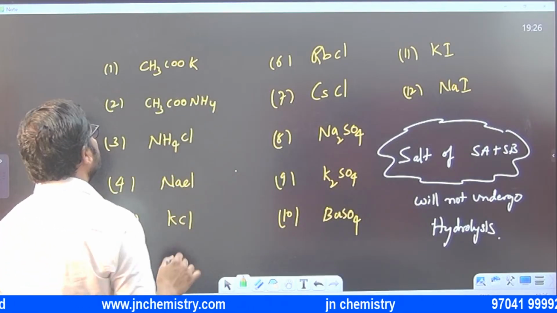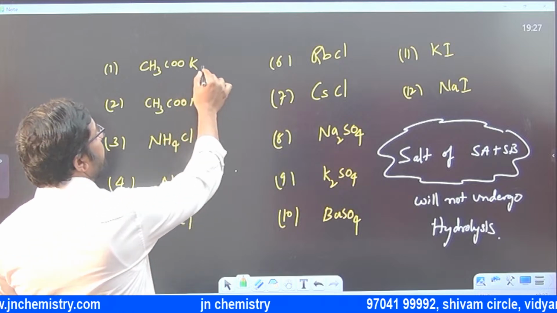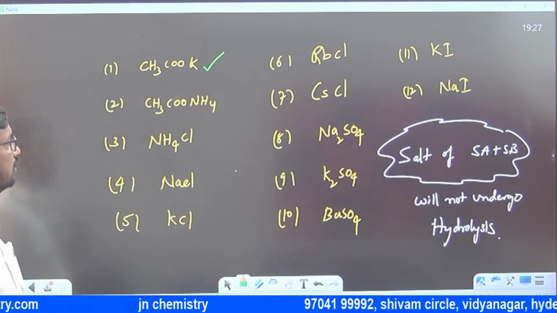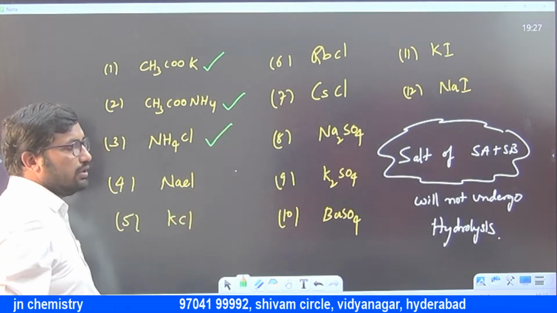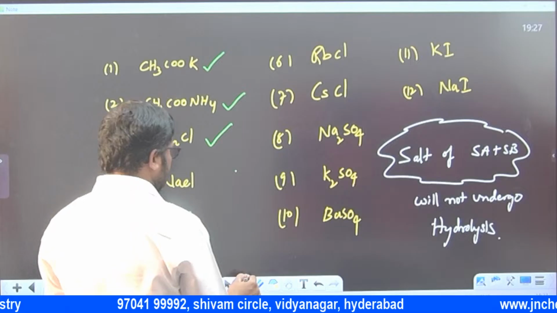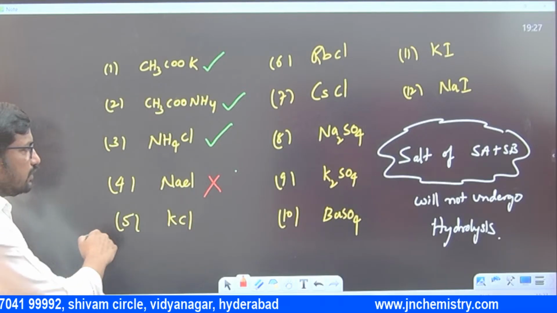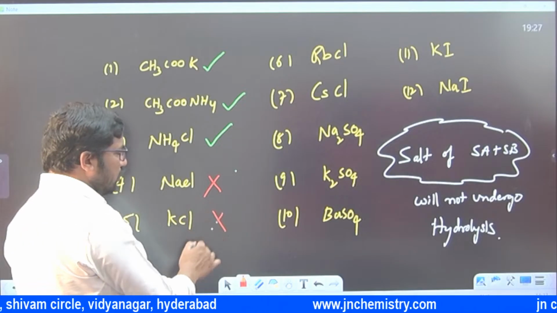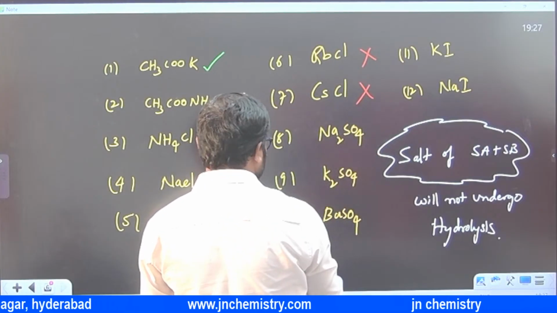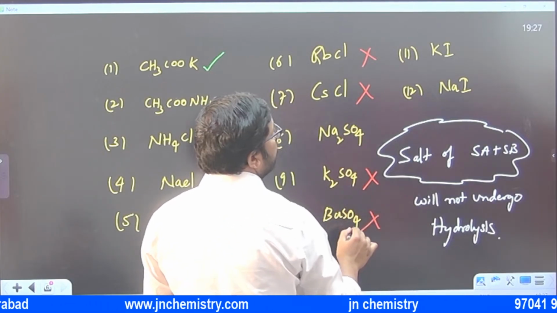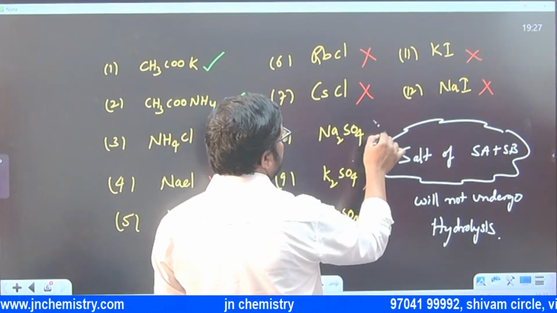First one, it can undergo salt hydrolysis. Second one also will undergo salt hydrolysis. Third one also will undergo salt hydrolysis. Right. Fourth one, NaCl, it won't undergo, because it is a salt of strong acid, strong base. This is also a salt of strong acid, strong base. Na2SO4 also strong acid, strong base.